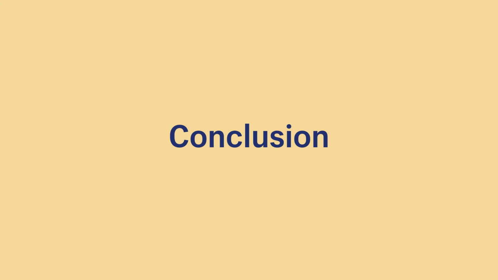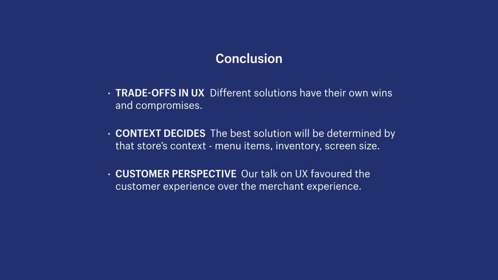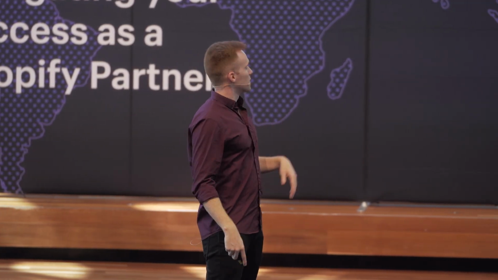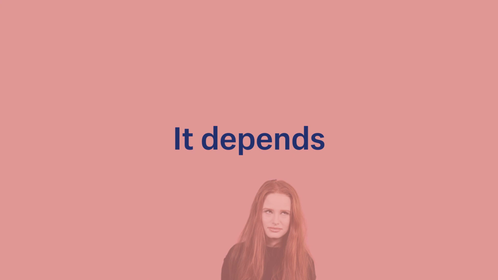So in conclusion, a lot about design for small screens is about trade-offs. User experience is always about trade-offs. Different menu styles, as we talked about, and interactions and techniques all come with their own wins and compromises. Ultimately, it's the context that's going to decide, and context is composed of many elements: what type of merchant you have, what their information architecture looks like, their inventory size, and the screen size you're on. We've always been talking about the customer experience, and we're prioritizing that over the merchant experience. All of this is another way of saying it depends, which is the most frustrating answer to any question.